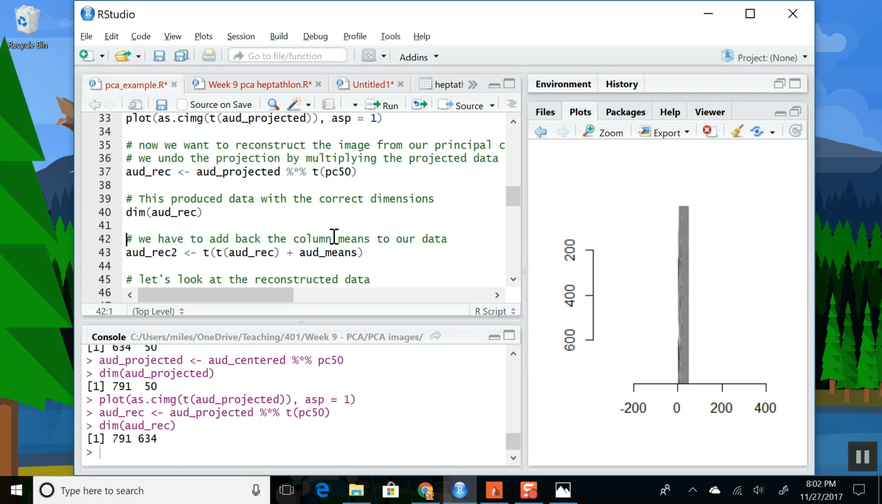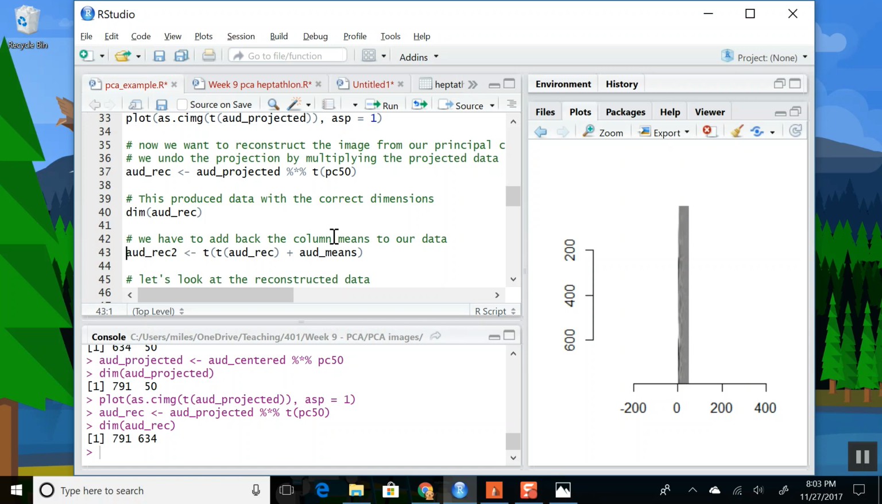No file compression system or image compression system uses this, but if we wanted to, we could devise a compression system where I just send you the 791 by 50 matrix along with the eigenvectors, and then your computer multiplies them back to produce the 791 by 634. So rather than sending you the entire 791 by 634, I could send you the 791 by 50 plus the eigenvectors, which are 50 by 634. So it's a lot less data. I'd send you these two matrices, which your computer will multiply back.